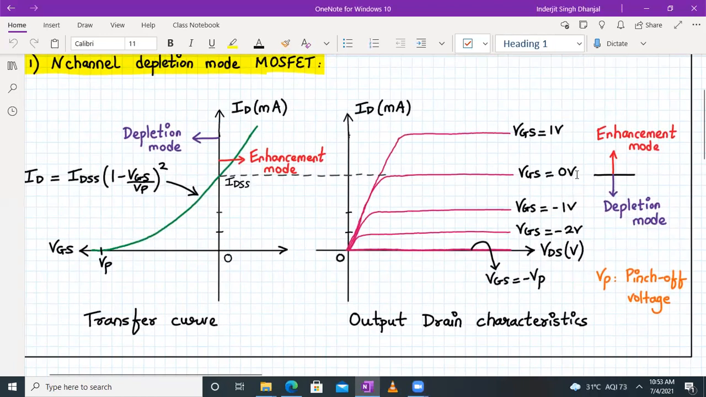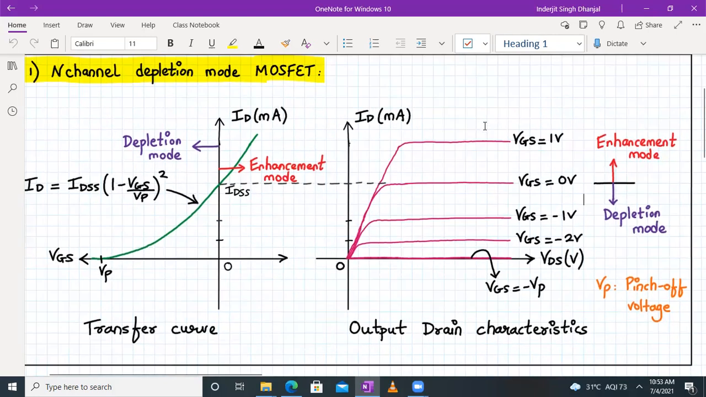Below VGS equal to 0, we have the depletion mode, and in a depletion type MOSFET we can also give positive values of VGS. Let's say if you give it 1 volt, you have an enhanced level of ID, that is the drain current, even greater than when VGS equals 0. This mode of operation is called enhancement. So the depletion mode MOSFET feature is that it can operate in both the depletion as well as the enhancement mode.